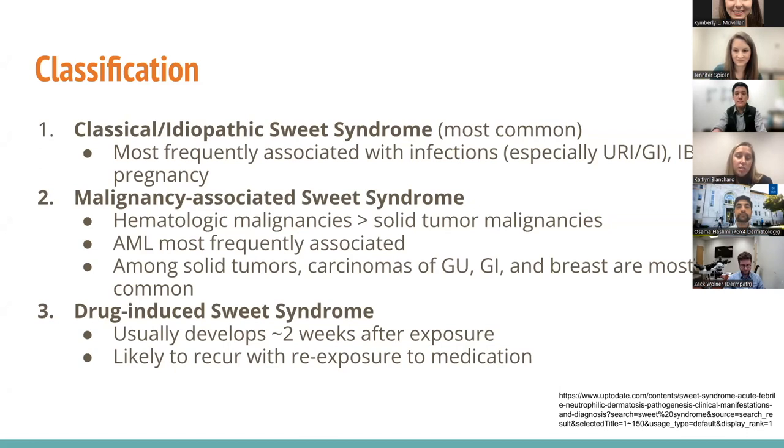Malignancy-associated Sweet syndrome tends to happen in the older patient population. It seems like hematologic malignancies are more common than solid tumor malignancies, with AML being the most frequently associated malignancy. Among the solid tumors, carcinomas of the GU and GI tract, as well as breast carcinoma, are the most common. In terms of drug-induced Sweet syndrome, it typically develops about 2 weeks after exposure to the medication, and it's definitely likely to recur with re-exposure to the medication.